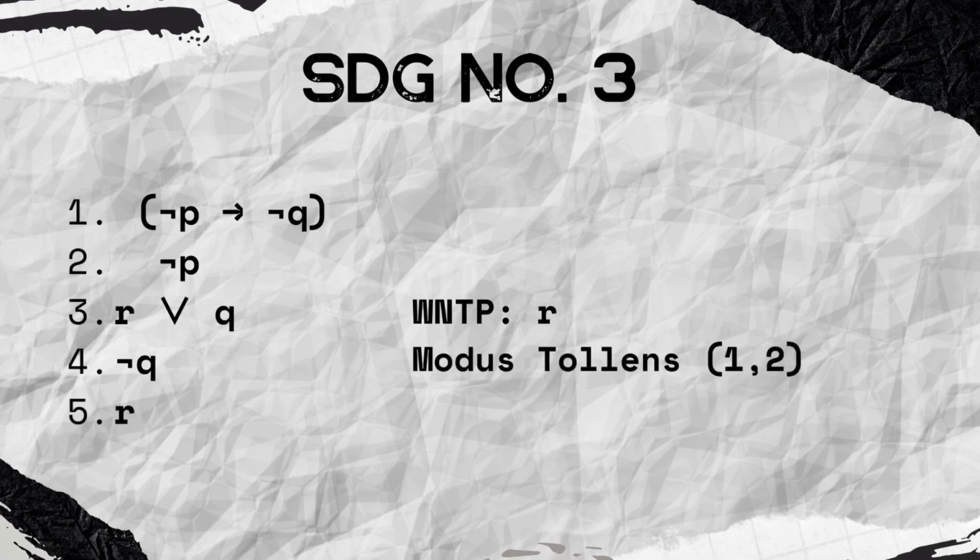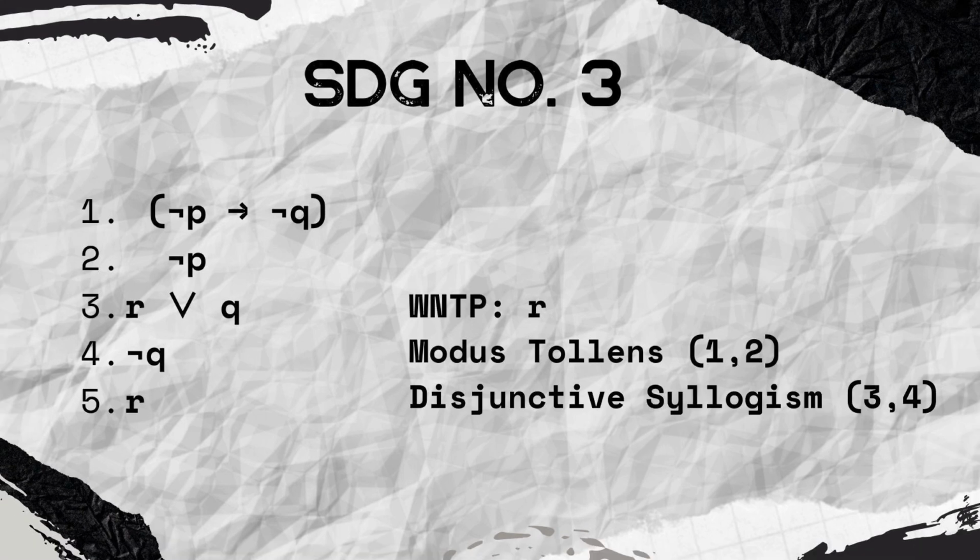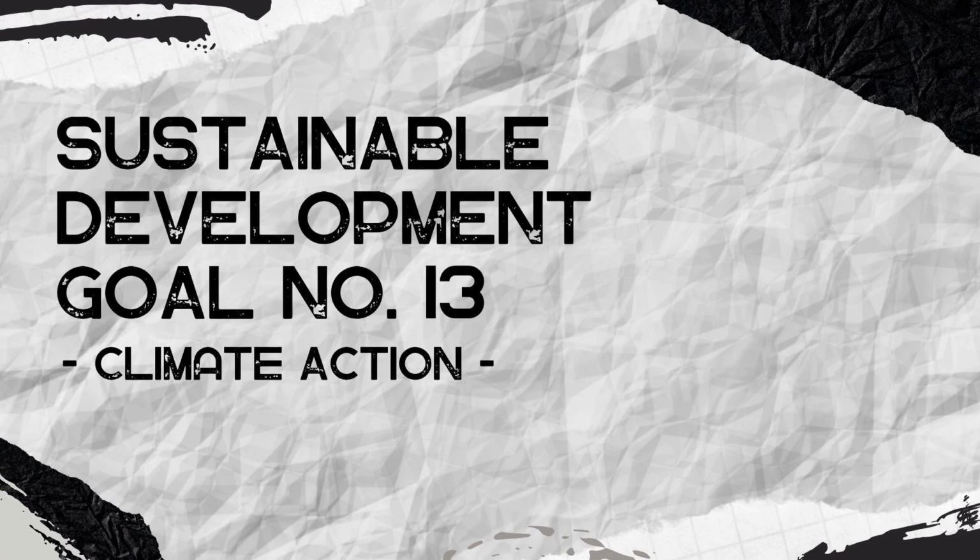The first step we need to get is not Q. That is from 1 and 2, and that is modus ponens. And the last one is R, disjunctive syllogism, and that is from 3 and 4, and that is how we proved R.